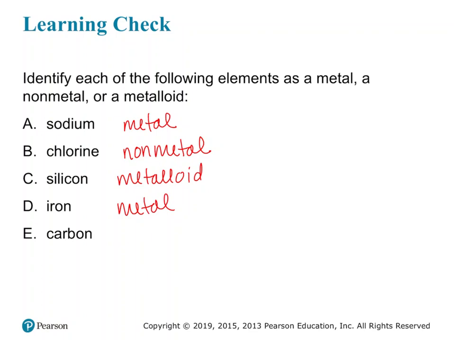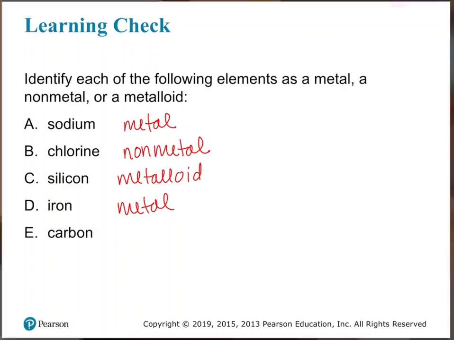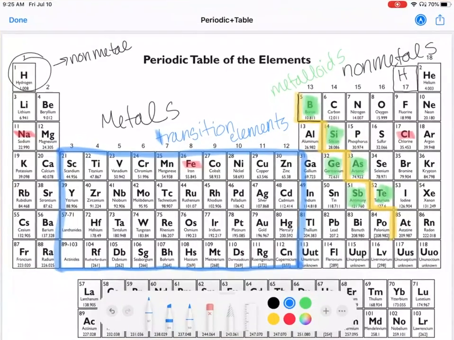All right, and then carbon. Carbon is right here. It's element 6 on the periodic table. So carbon is just to the right of boron, which is a metalloid. So carbon is actually a non-metal.